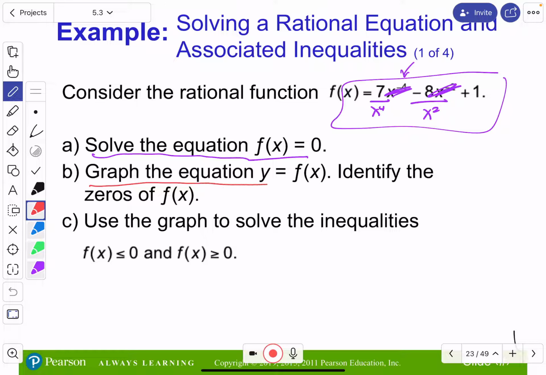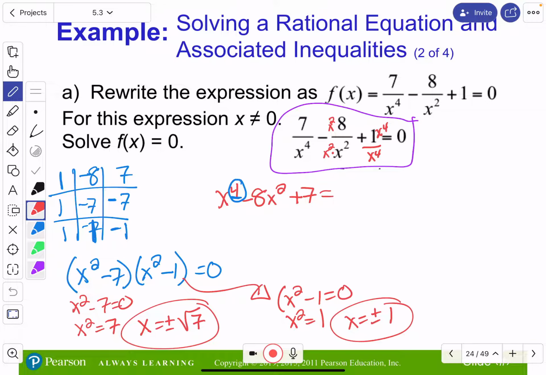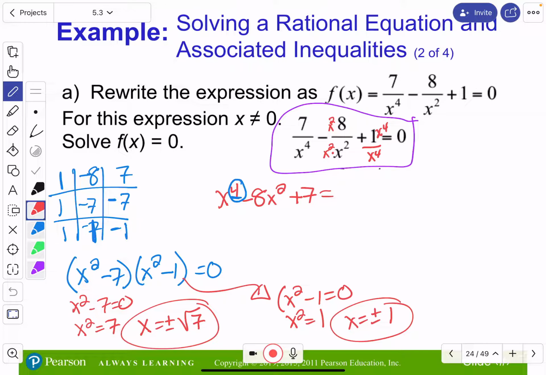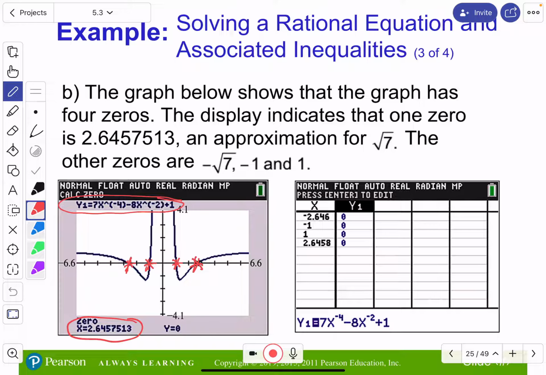Now we're going to graph the equation and identify the zeros. So we solved it that way. If we graphed it, if we put the original equation in there, we'd have this graph, and we would find these same x-intercepts. This is just the square root of 7, not exact. So we got plus or minus root 7 and plus or minus 1 analytically. And graphically, we got the same thing. They show us those in this table.